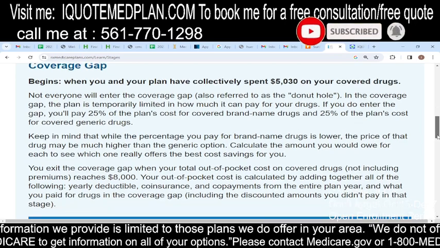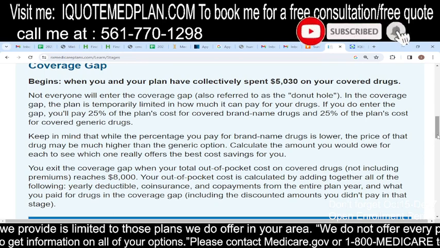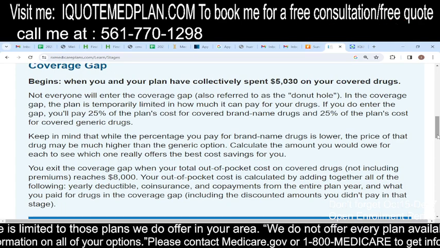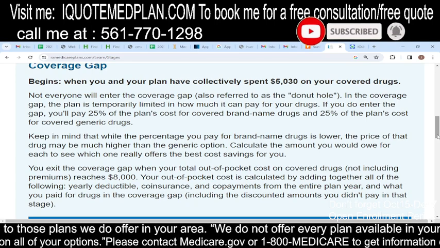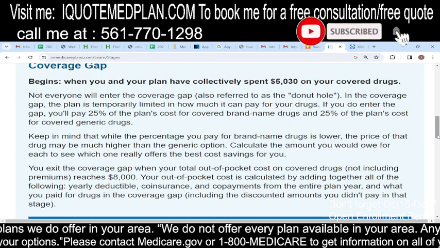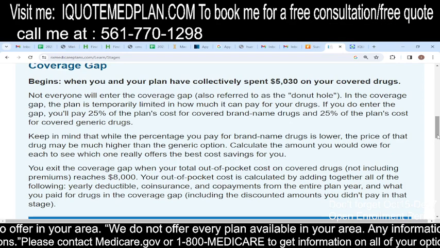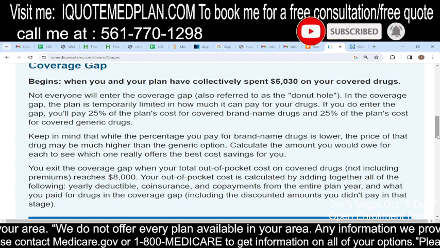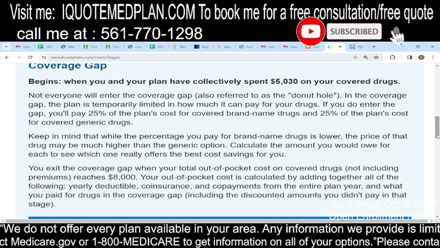You exit the coverage gap when your total out-of-pocket costs on covered drugs, not including premiums, reach $8,000. Your out-of-pocket cost is calculated by adding together all of the following: yearly deductible, coinsurance, and copayments from the entire plan year, and what you paid for drugs in the coverage gap, including the discounted amount you did not pay in that stage.